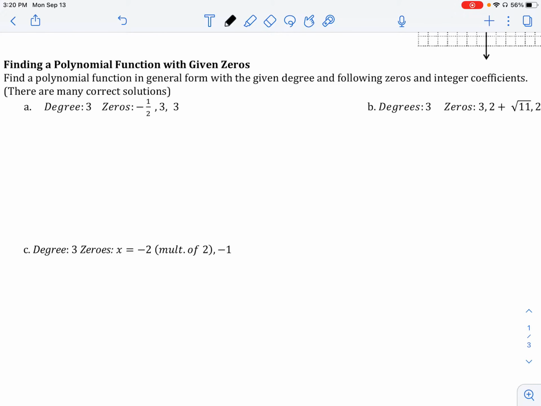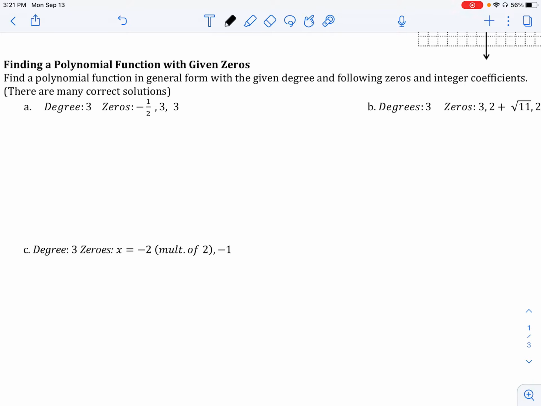Now that we've discussed what a polynomial function is, let's spend some time finding the zeros of a polynomial function and also finding polynomial functions given certain zeros. And this will all help build an understanding of how we can finally actually start graphing polynomial functions. So let's start with this first example here.